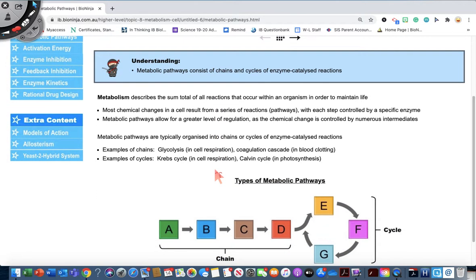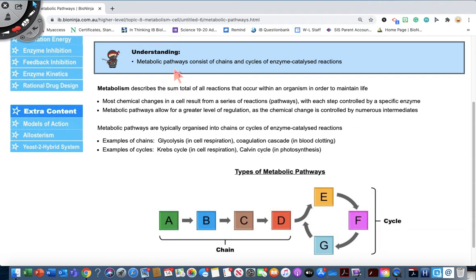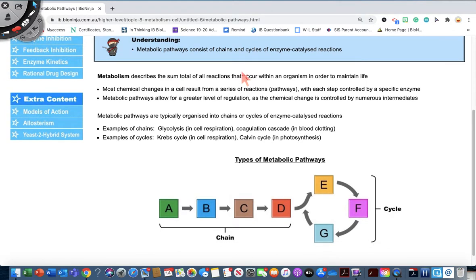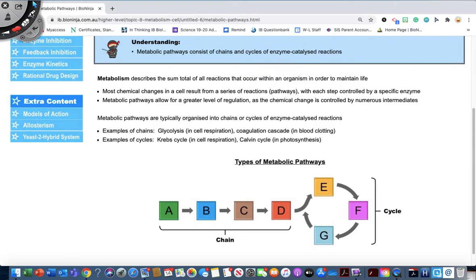The first understanding here is that metabolic pathways consist of chains and cycles of enzyme catalyzed reactions. Let's explore a little further as to what that means. The first thing you need to know is the definition of metabolism. This is the sum of all reactions that occur within an organism in order to maintain life. So the metabolism in you is all the chemical reactions that are happening in your body.